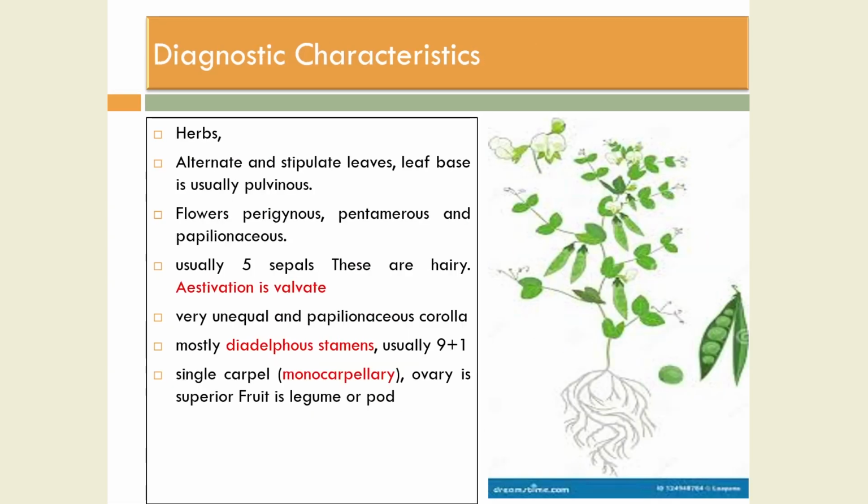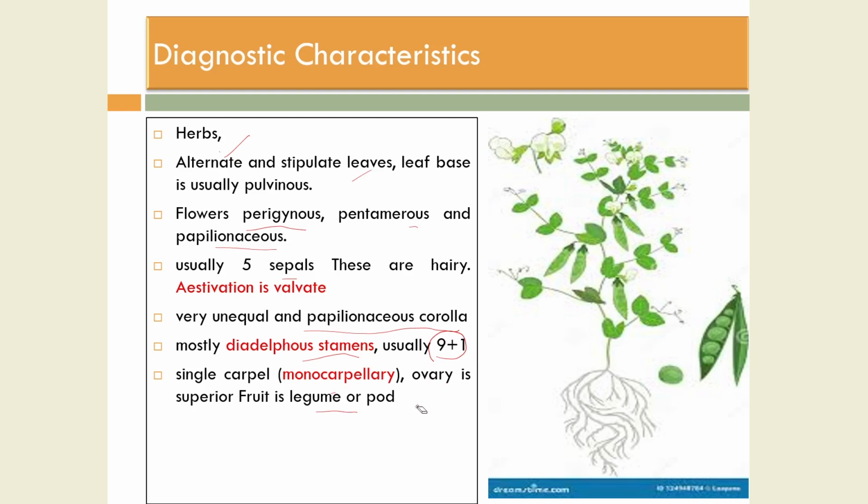If you see the diagnostic characters, as we have already seen, these are herbaceous plants. They have alternate stipulate leaves, and sometimes the leaves have stipular pulvinus in some plants, as in the case of tea. Flowers are perigynous, pentamerous or papilionaceous. Usually they have 5 sepals and 5 petals, and the aestivation is vexillary. There is an unequal papilionaceous flower, which is one of the characteristics of this family, and mostly the stamens are diadelphous, with the number 9 plus 1. There is a single monocarpellary gynoecium, the ovary is superior, and the fruit is a legume.